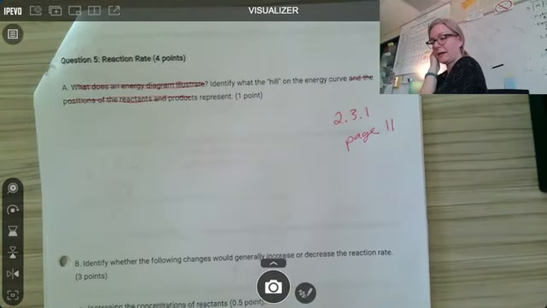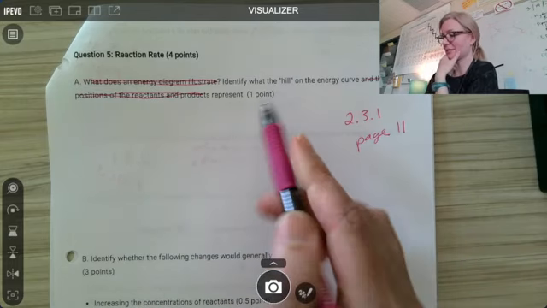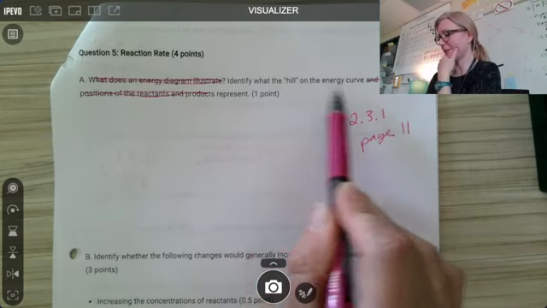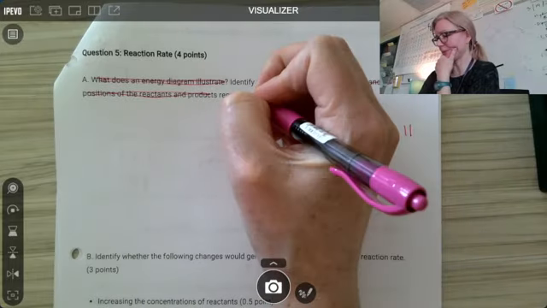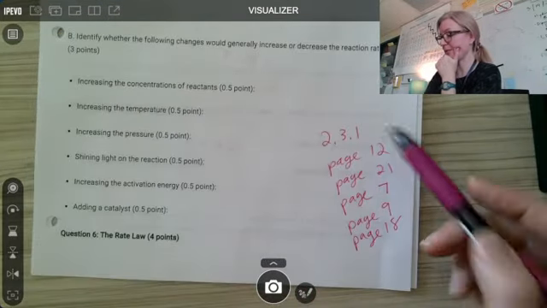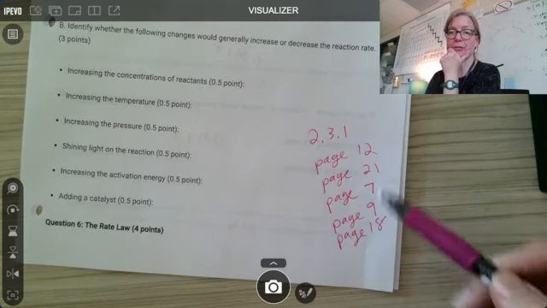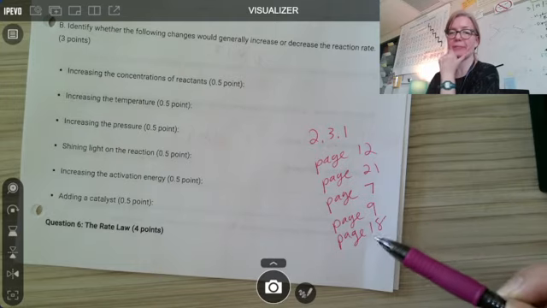And then question 5A, some of this doesn't make much sense. Just answer this part. Identify what the hill on the energy curve represents, okay? That's in 2.3.1 page 11. B, these are found in 2.3.1, a variety of pages, page 12, page 21, page 7, page 9, and page 18.